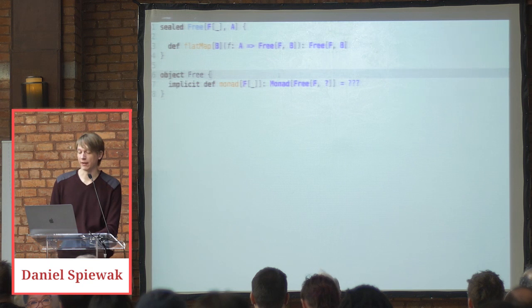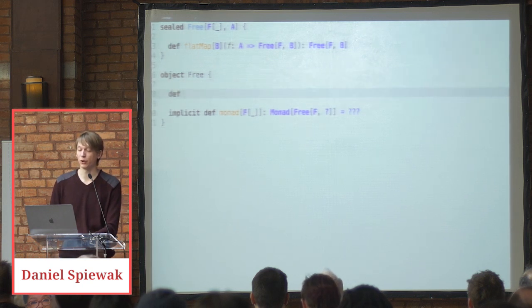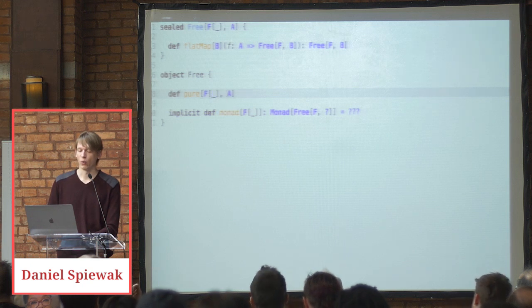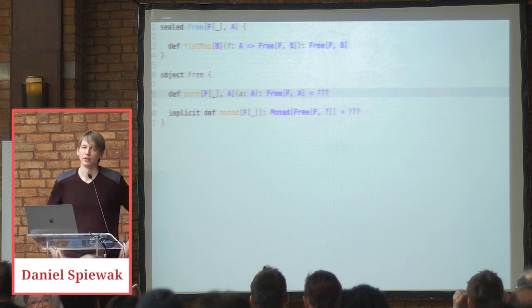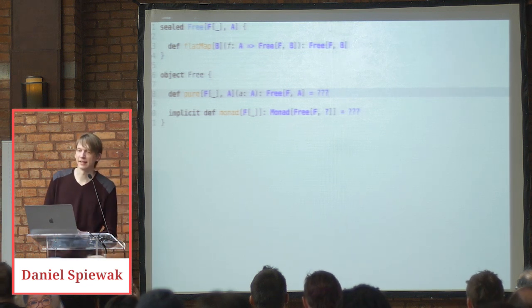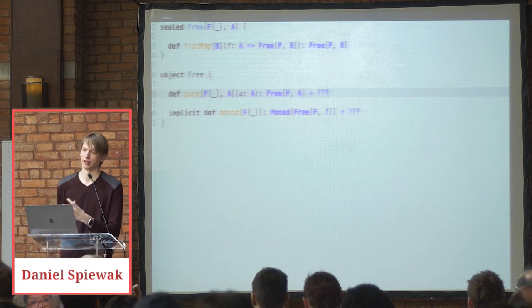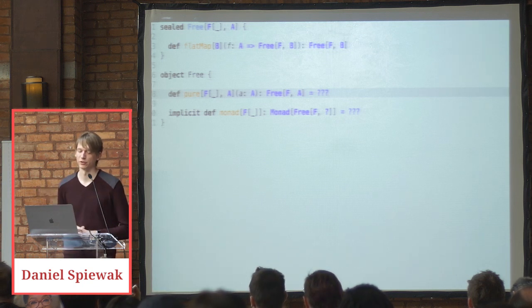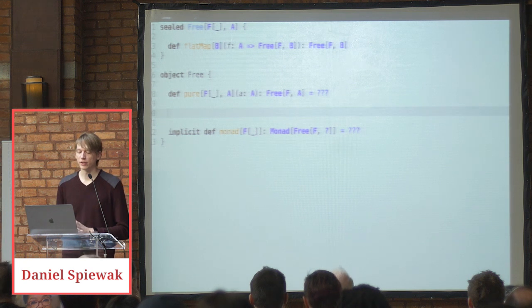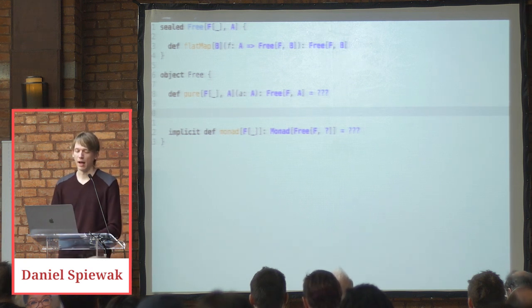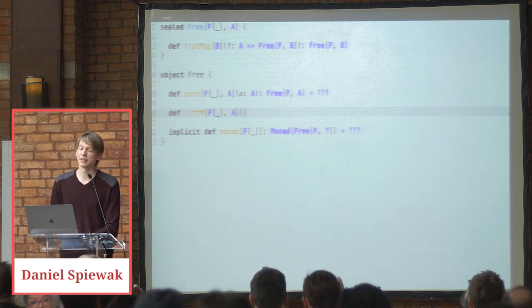flatMap is one of the functions that we have to write. We also have to write pure, which is, given an A, we need to produce a Free of F A. We need to define that function because this is the return function from Haskell. This is how we construct a free monad. We're also going to construct another function which I think is going to be useful called liftM, which is basically, instead of just given an A, let's say we're given an F of A and we want to put that into a Free.